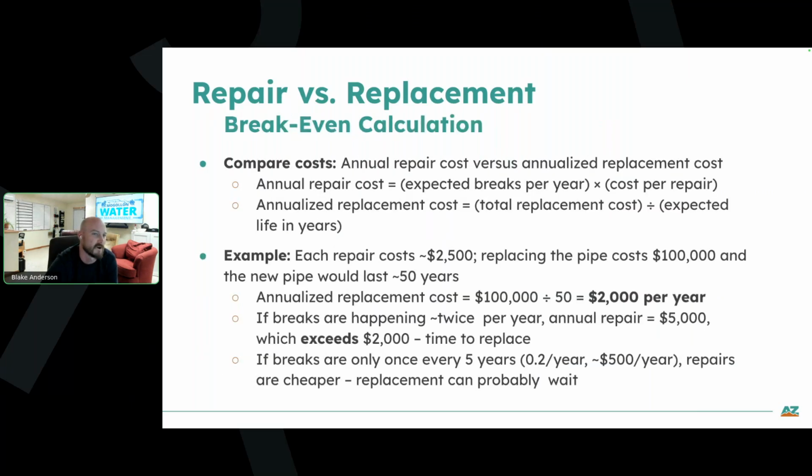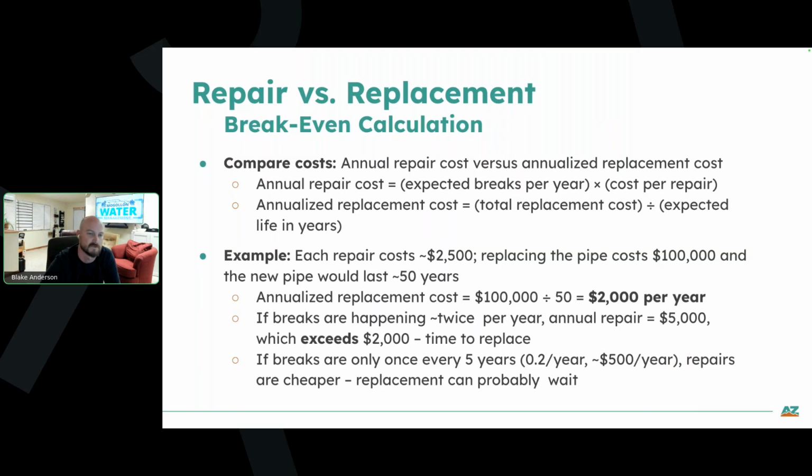And so you need to figure out your break-even point. To do that, you have to turn everything into an annual cost. On one side, you need to figure out the yearly cost of repairing this pipe. So you need to know how many breaks you're having on this per year, on average, and what it costs to make those repairs. And on the other side, you need to look at the cost of a new pipe to get installed, and then break it down over its lifetime, so you can annualize the cost of ownership of that asset.